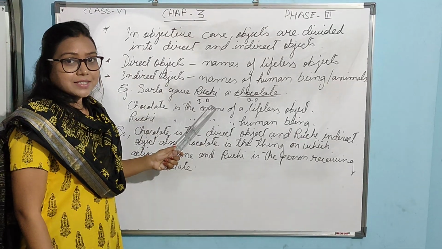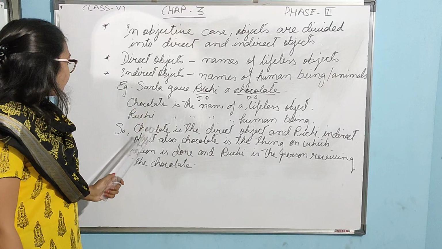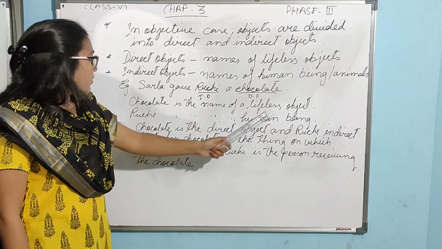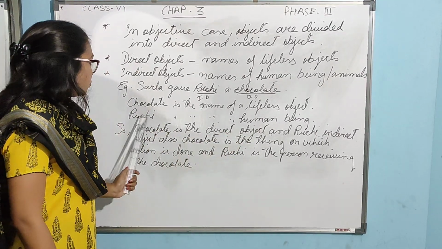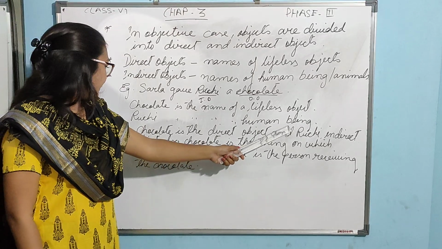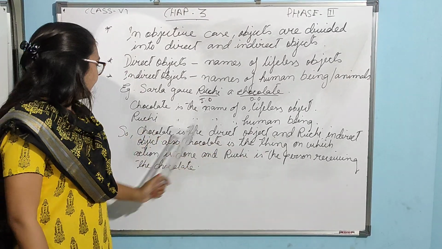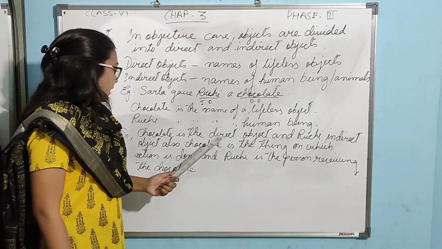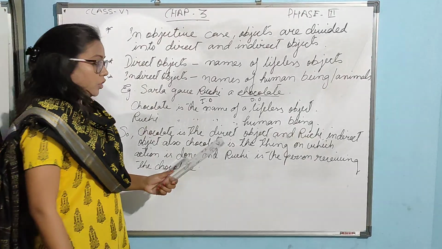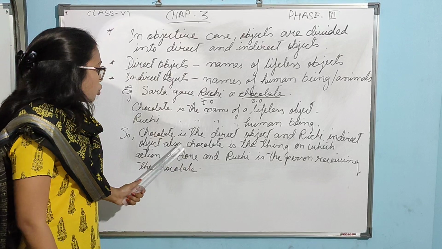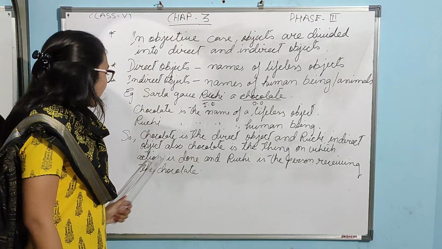So, the question arises how? See here. Chocolate is the name of a lifeless object and Ruchi is the name of a human being. So, chocolate is the direct object and Ruchi indirect object. It is the easier one. Now, we will follow the other way around. Like, chocolate is the thing on which action is done.